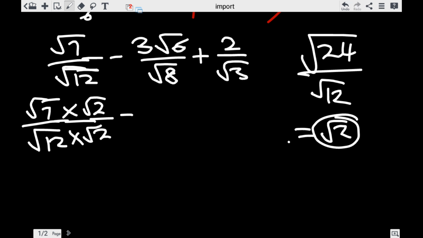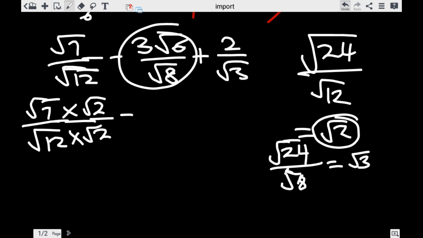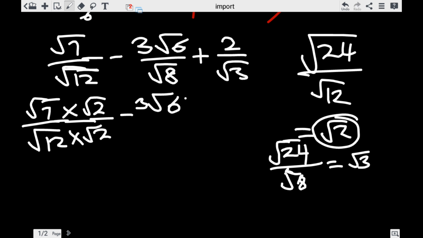then your root 27, which is the LCM, take it again and divide it by root 8. 24 divided by root 8, it should give you root 3. So multiply this fraction by root 3. So you should get 3 root 6 times root 3 over root 8 times root 3 plus, put it there.